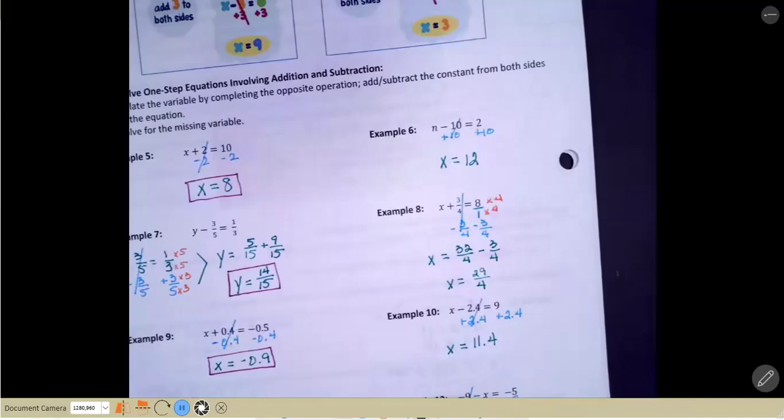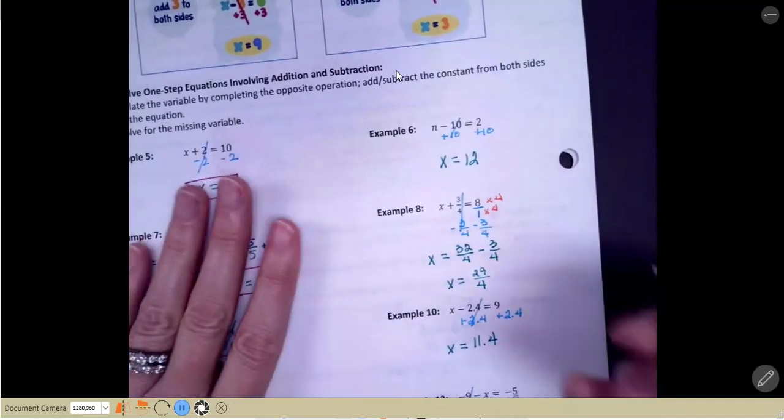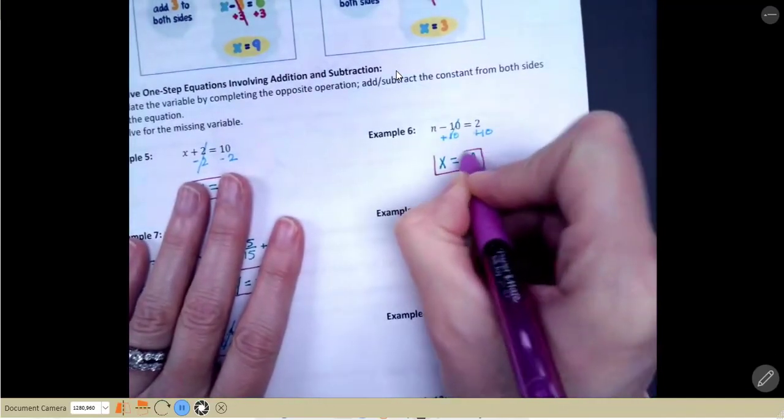Okay. What I want you to do now is I want you to solve the evens, and then we will come back and check them together. Also, check them with your partner and see if you came up with the same answer. So I'm going to pause the video right now. Okay, so I want you to go ahead and check these.